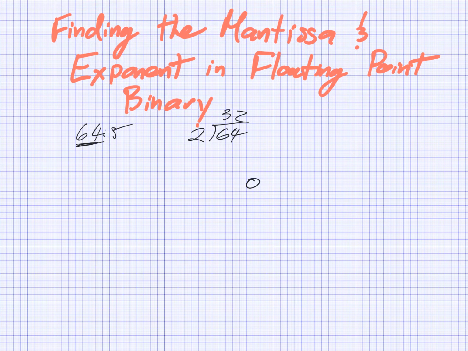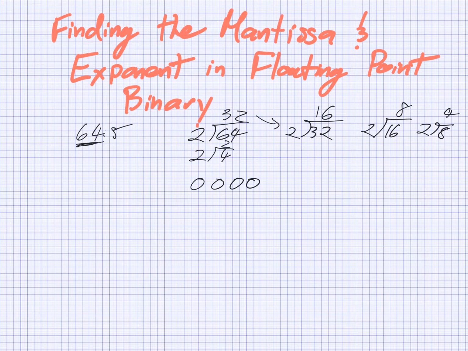We then take the quotient and we divide that by 2 again, and that goes in 16. Again, no remainder, so we put 0 as a remainder. We then take 16 divided by 2, we get 8, remainder 0. We take 2 divided into 8, we get 4, 0 remainder. 2 divided into 4 is 2, 0 remainder. 2 divided by 2 is 1, 0 remainder. And then finally, 2 divided into 1 is the value of 0, but we have a remainder of 1.